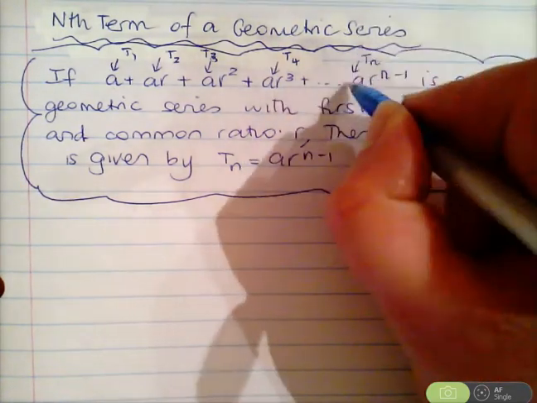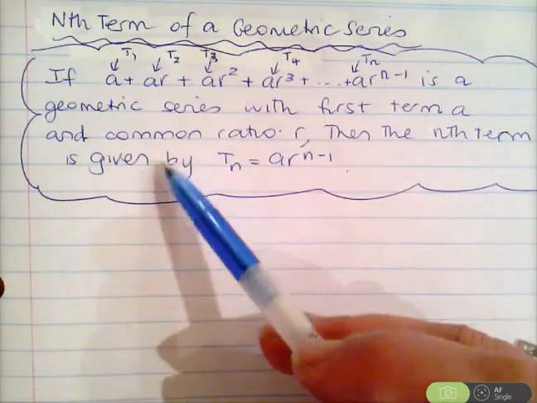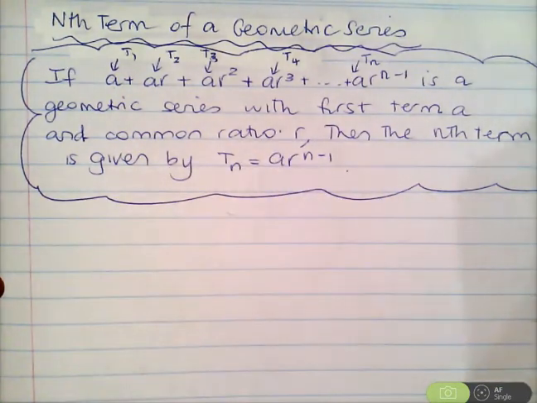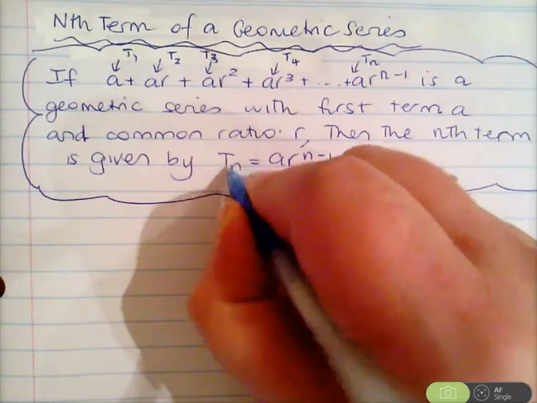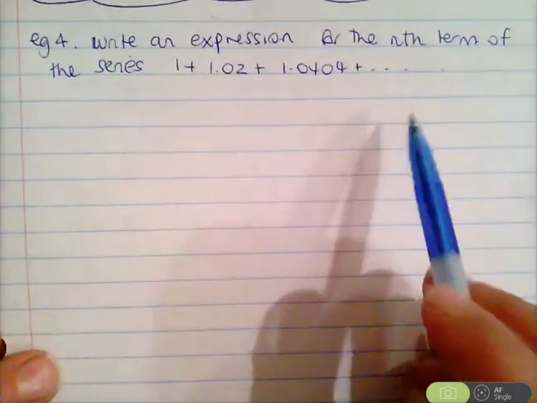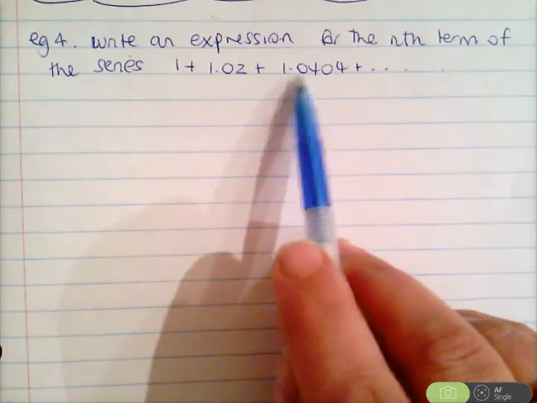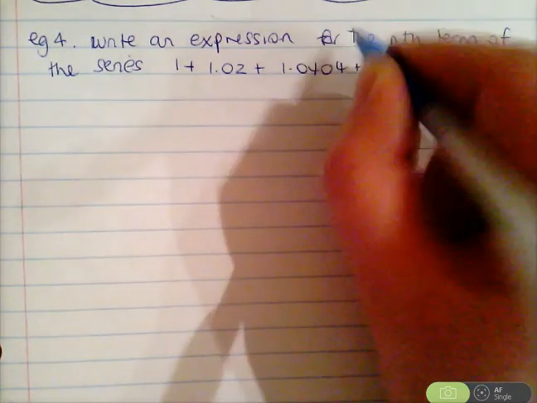ar to the n minus 1 is a geometric series with first term a and common ratio r, then the nth term is given by t sub n equals ar to the n minus 1. Example, write an expression for the nth term of this series: 1 plus 1.02 plus 1.0404, etc. Here you'd have to be told it's a geometric series.